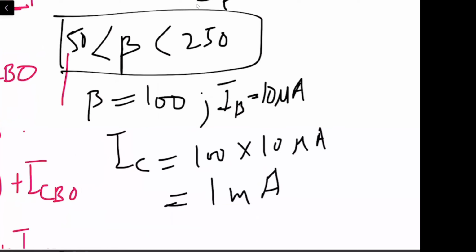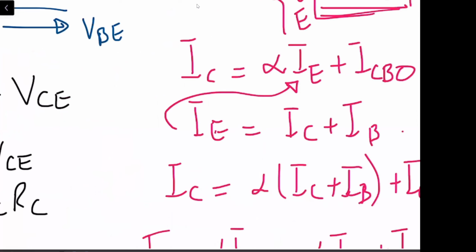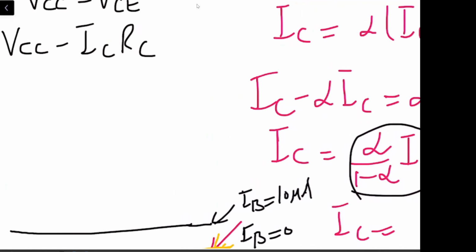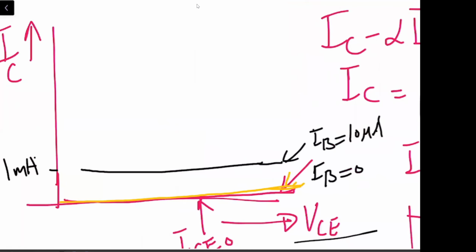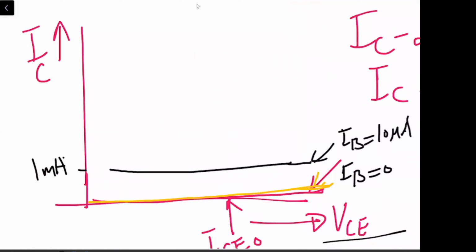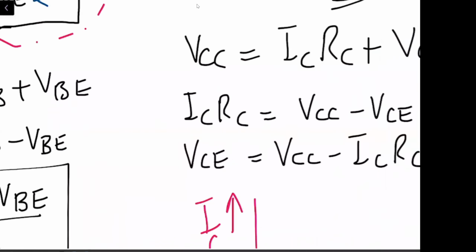Yes sir. So coming back to the output characteristic curve over here, when IB is equal to 10 microamperes, IC will be in the range of something like 1 milliampere. Are you with me now? Yes sir.